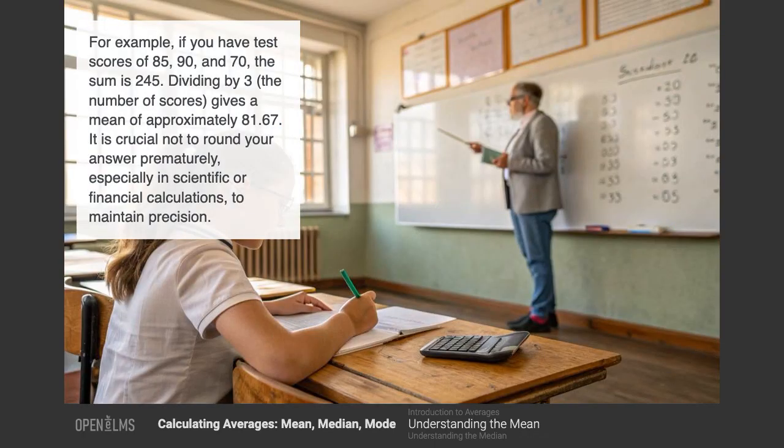For example, if you have test scores of 85, 90, and 70, the sum is 245. Dividing by 3, the number of scores, gives a mean of approximately 81.67. It is crucial not to round your answer prematurely, especially in scientific or financial calculations, to maintain precision.